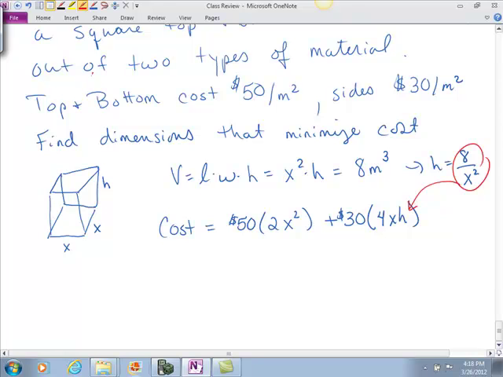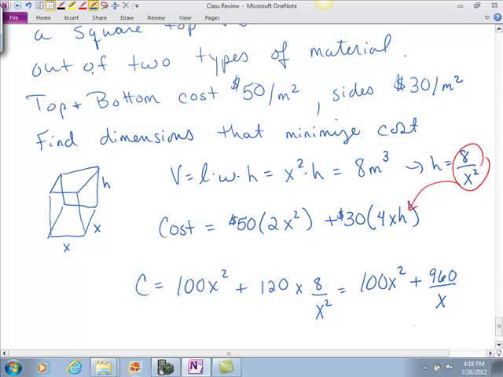So our cost equation expressed only in terms of x, I'll just call it c, is going to be 100 x squared plus 30 times 4 is 120, and then x, and then we have an 8 and an x squared. So let me clean that up a little bit more. 100 x squared plus, all right, is that 960 divided by x? I think so.